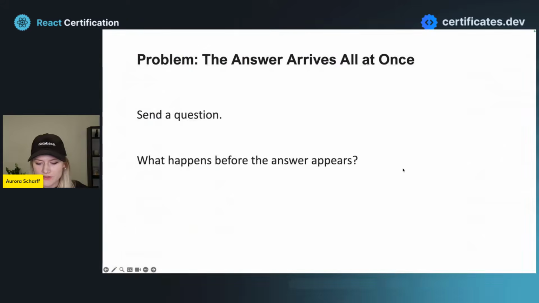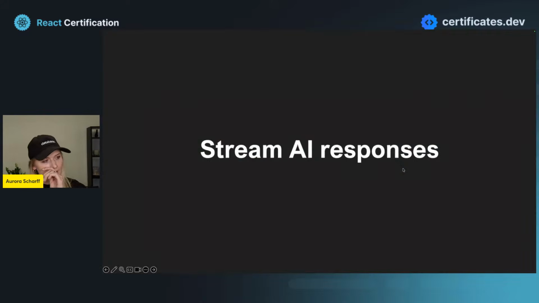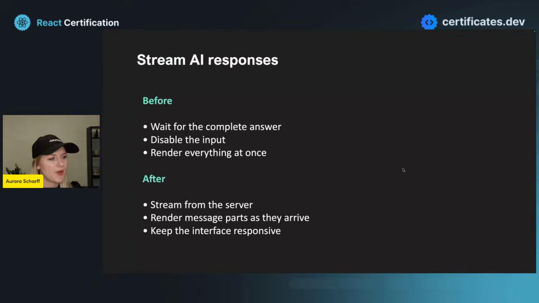Now, the first thing we want to build here is streaming AI responses. Right now, in our UI, we wait for the complete answer. We disable the input, and then we render everything. What we want to do is stream it from the server and then render each part of the message as it arrives, so that we can keep the interface responsive and have something to read as the LLM is working.